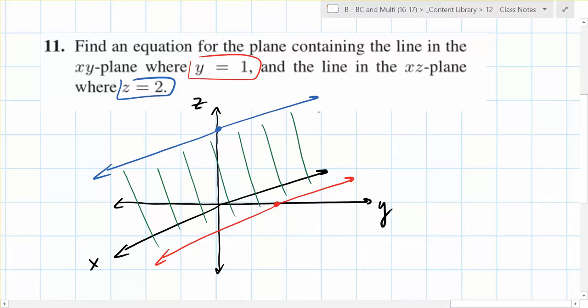There it is. There's that piece of the plane. There's the plane. Do you see it? It extends in these directions, right? It extends in those directions. Now it's asking you to find the equation of a plane.